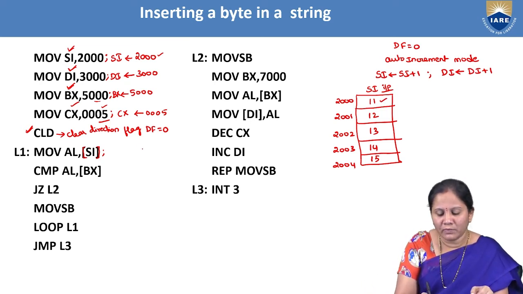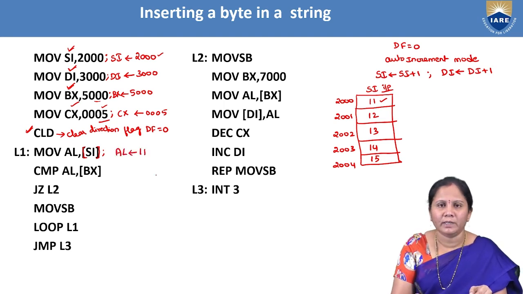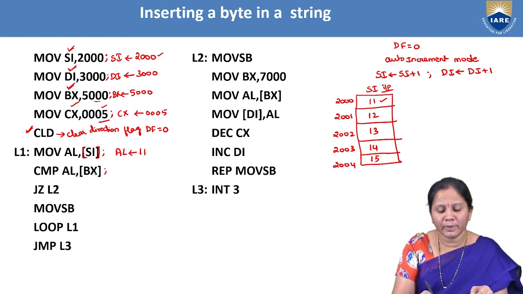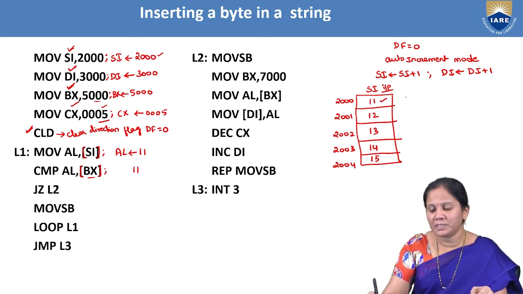So the value 11 will be moved into accumulator, that is AL register. And next, compare AL comma [BX]. Here also BX is kept in a bracket. It means comparison operation will be performed between the content which is present in AL and the content which is present in this BX location.